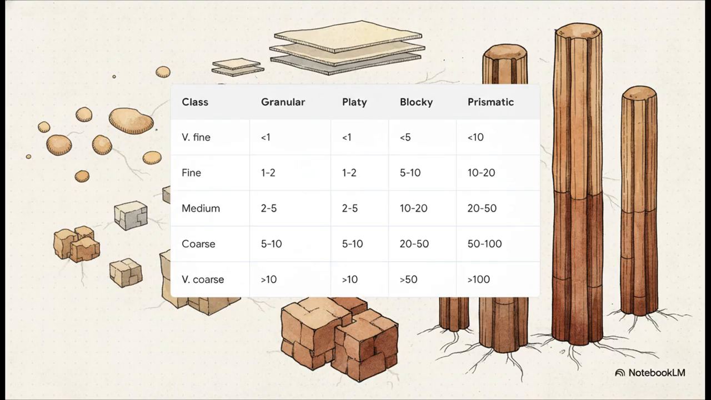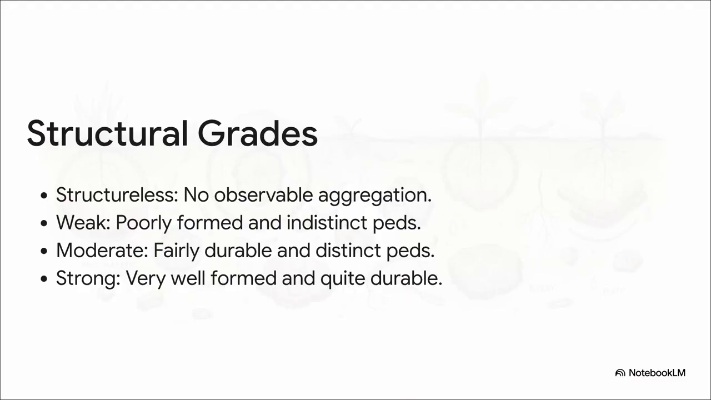The primary structural types are divided into 5 subclasses based entirely on PED diameter in millimeters. For instance, a very fine granular or platy PED is less than 1 millimeter, but a very fine prismatic PED can be up to 10 millimeters. Also, keep in mind that the terms thin and thick are used exclusively for the platy type, while fine and coarse apply to all the other structural types. Beyond just size, we evaluate grade, which is basically the durability of the individual PEDs.